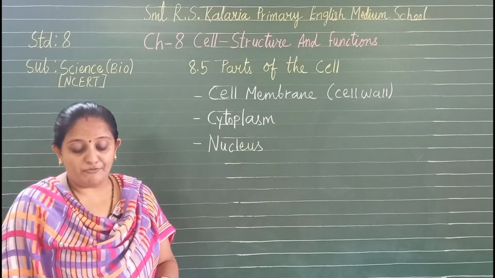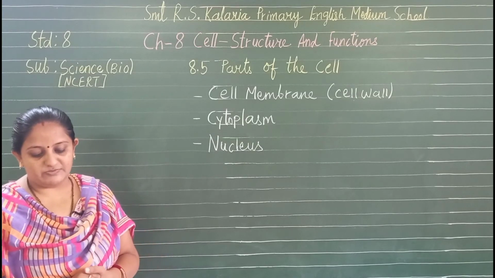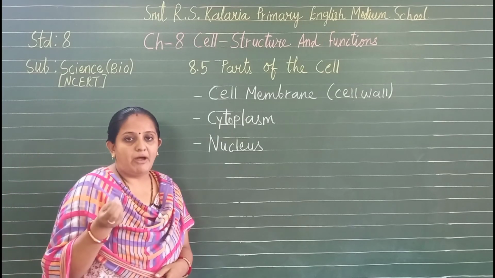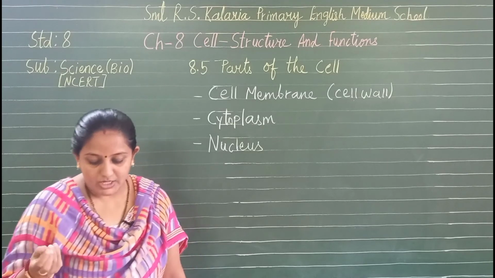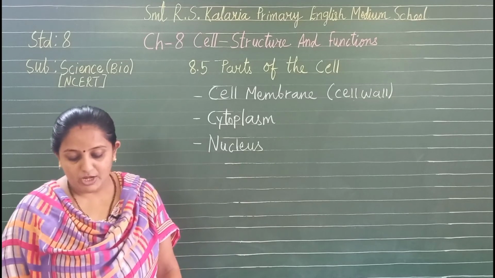With a microscope of higher magnification, we can see smaller spherical bodies in the nucleus, which are known as nucleoli. Very minute spherical bodies are found inside the nucleus, known as nucleoli.